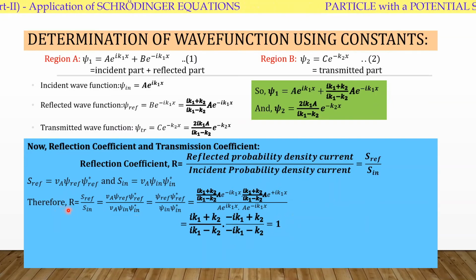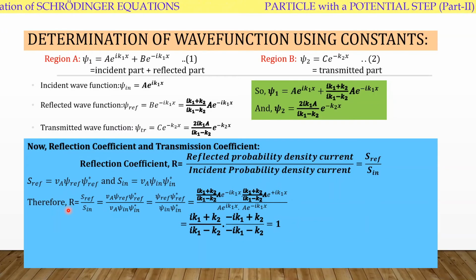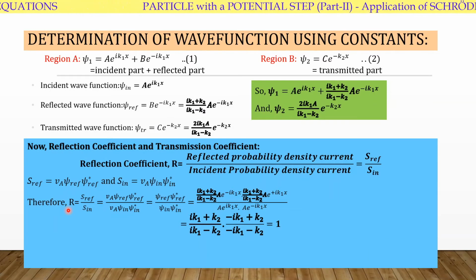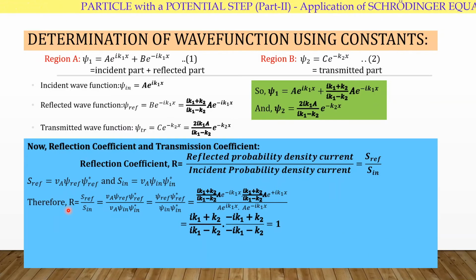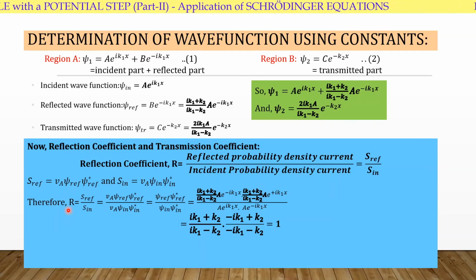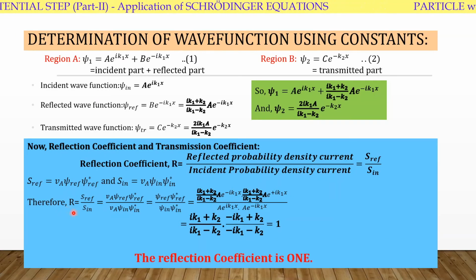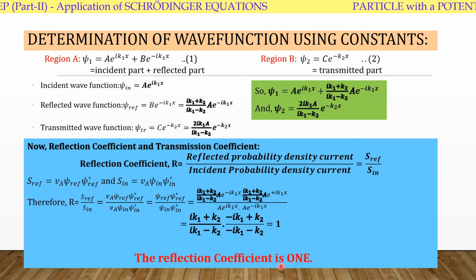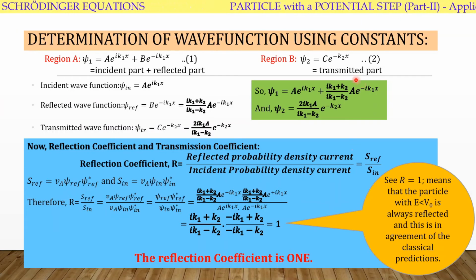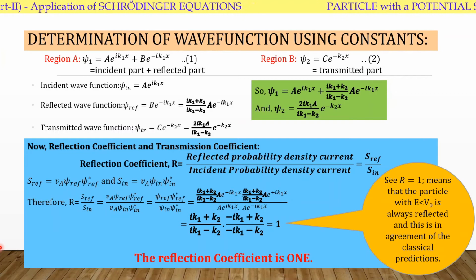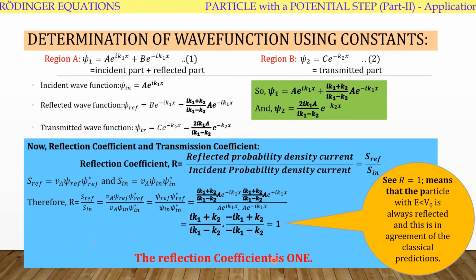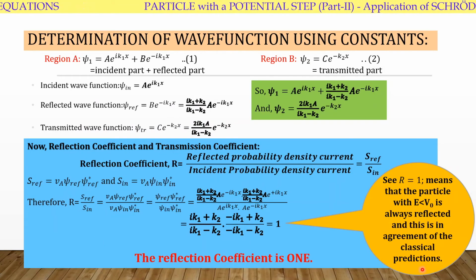This is a very important result, students. See, it simply implies that the reflection coefficient is 1. It means that the wave which was incident upon the potential wall from the region A has been completely reflected back into the region A, just because the reflection coefficient is 1. It means that there is no chance of getting transmitted into the region B. So we can say that in this case, the quantum results are in complete agreement with the classical predictions.